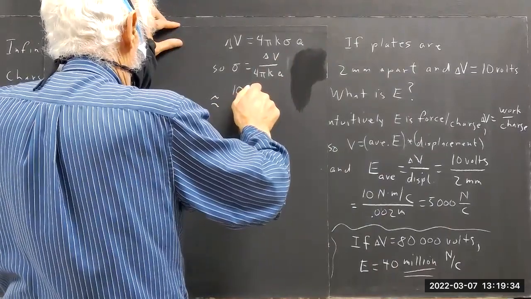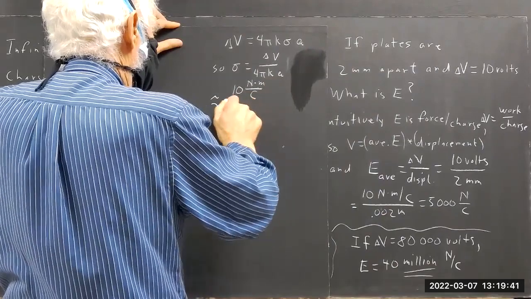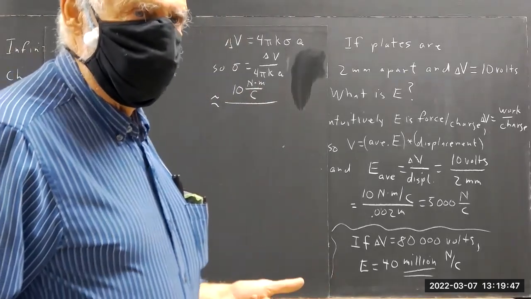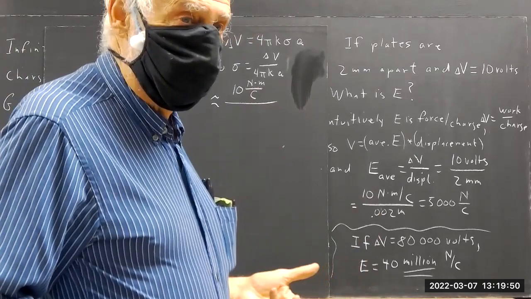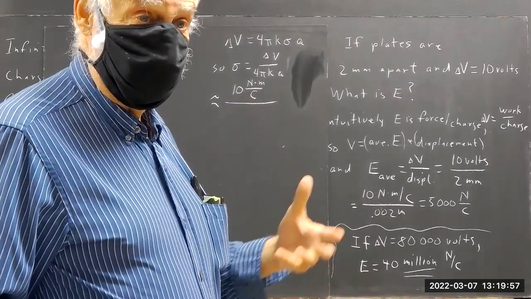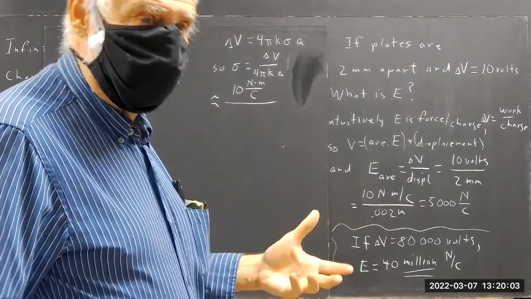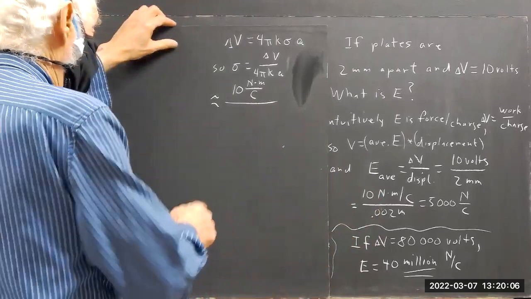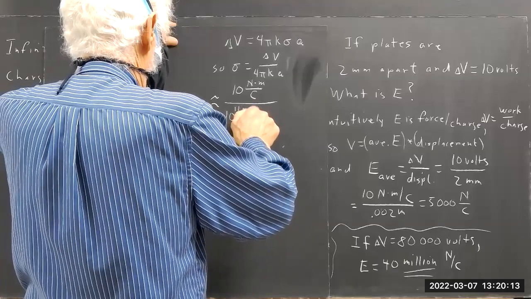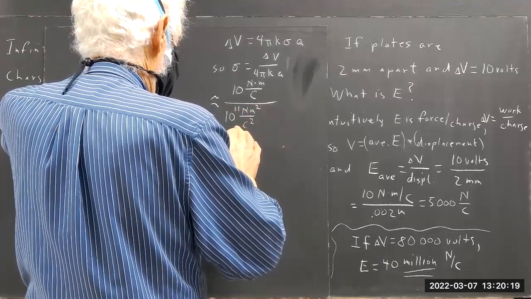10 volts, which is 10 newton meters per coulomb, divided by 4 pi k. Now 4 pi is 12.5 ballpark. So we multiply that by 9 and we get about 113, times 10 to the 9th. Well, then that would be like 10 to the 11th. Pretty close to 10 to the 11th, and that's newton meters squared per coulomb squared.